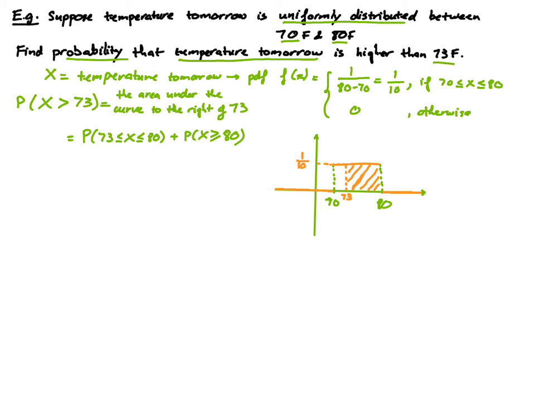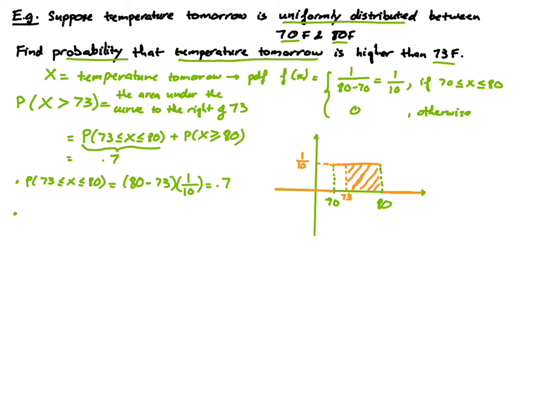So let's look at these one by one. First, the probability that 73 is less than or equal to x, less than or equal to 80, can be computed using the formula that we derived in the previous video, right? So this is going to be equal to 80 minus 73 times 1 over 10, which is equal to 0.7. So the first term here is 0.7.